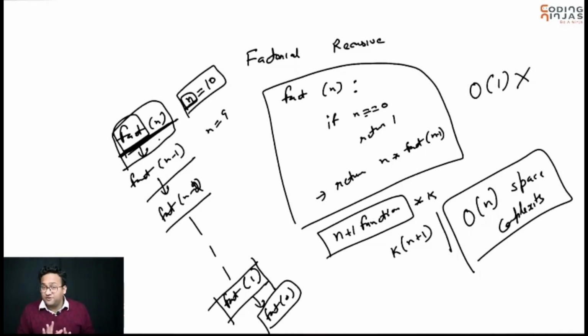But definitely if I compare factorial iterative and factorial recursive, the time complexity is same, but the space complexity of the recursive solution is much worse compared to the iterative one. Okay, so great. Please practice finding space complexity for a few more problems, iterative as well as recursive, and things will become a lot more clear.